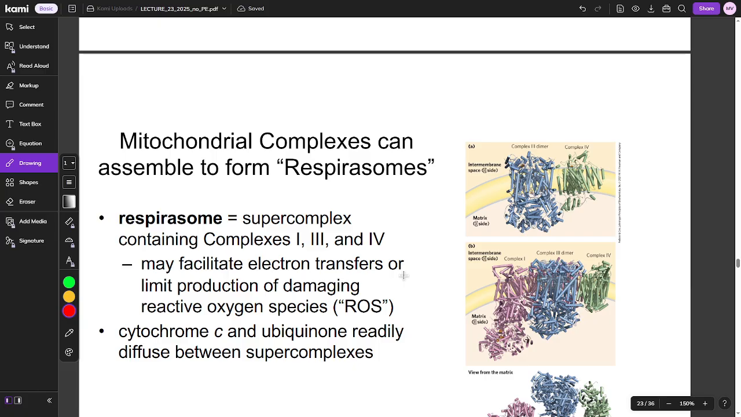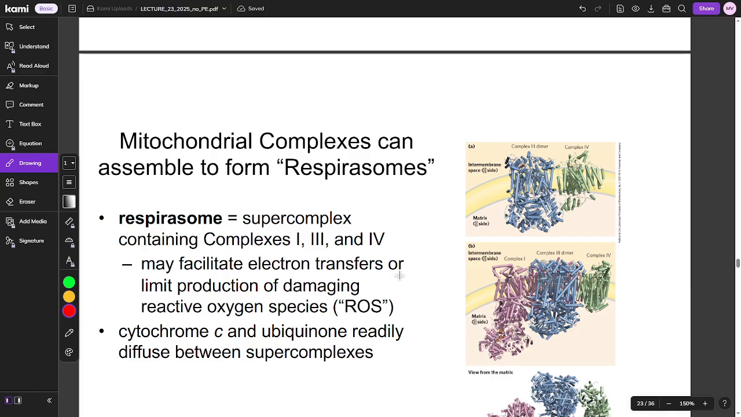So this is actually kind of cool. It's this idea that they can form respirasomes, which are complexes that contain complex 1, complex 2, and complex 4. They tend to provide a capacity for electron transportation, or they end up limiting production of ROS, because if you're under too much stress, you will end up producing reactive oxygen species, which will actually completely tear up your body.